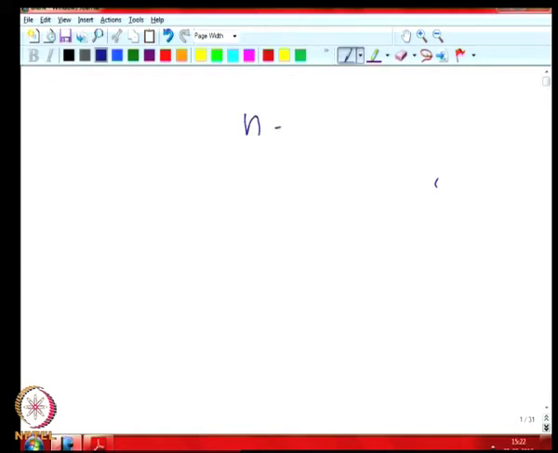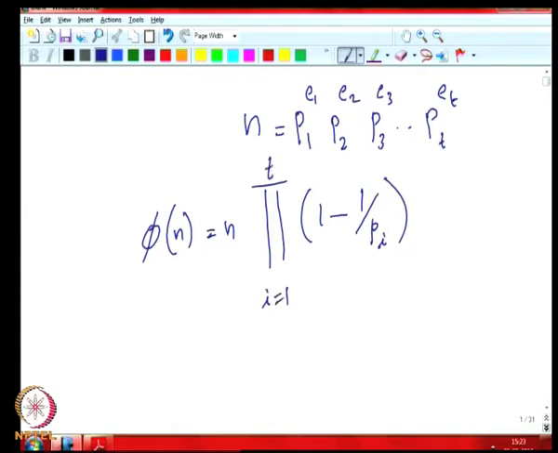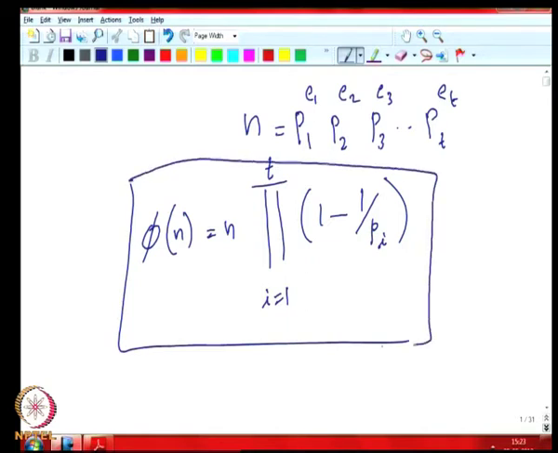We suppose n equal to p1 to the power e1, p2 to the power e2, e3 and so on, say pt to the power et. This is the prime decomposition of n. So we want to prove the following formula: phi of n is equal to n into the product of 1 minus 1 by pi, i ranges from 1 to t. This is what we want. We have verified it in the case of prime numbers and some of the smaller numbers.